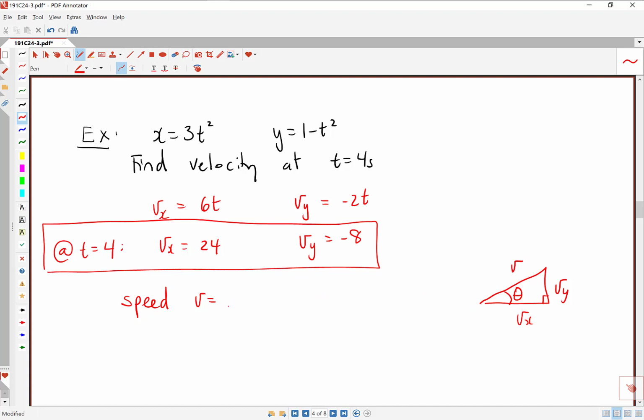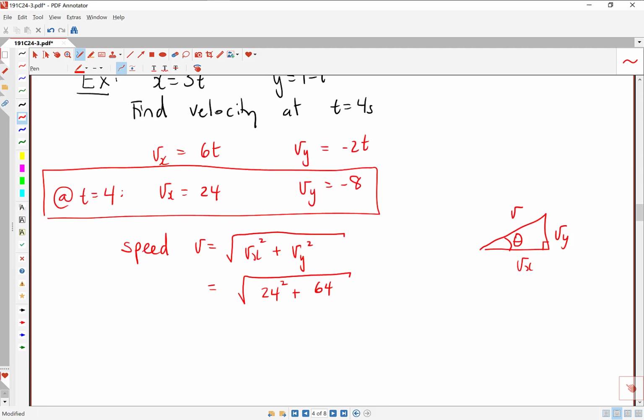So to get speed v, we'll think Pythagorean theorem. It's going to be the square root of v sub x squared plus v sub y squared. So plugging in some numbers, square root of whatever 24 squared is plus the square of negative 8, which is 64. Putting all that into your calculator, that's going to come out to about 25.3 meters per second.